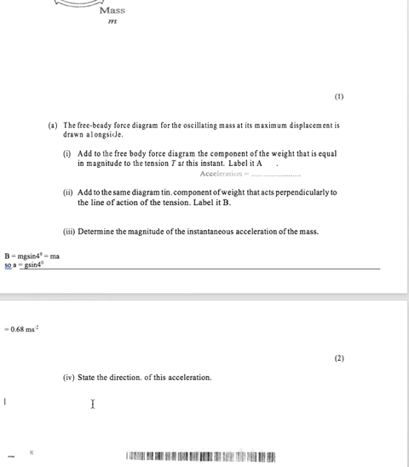And state the direction. Well, the direction of the acceleration will be tangential to the arc towards O.